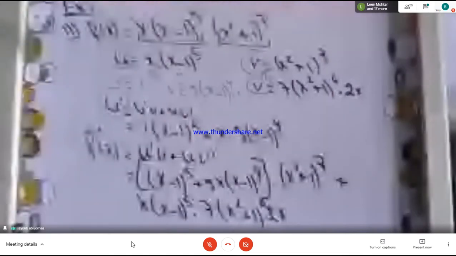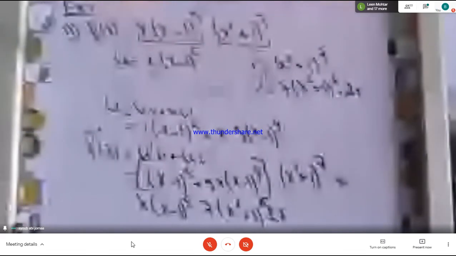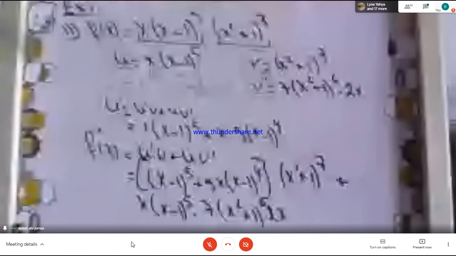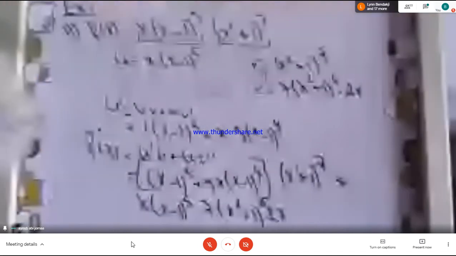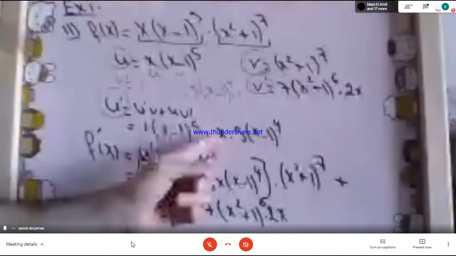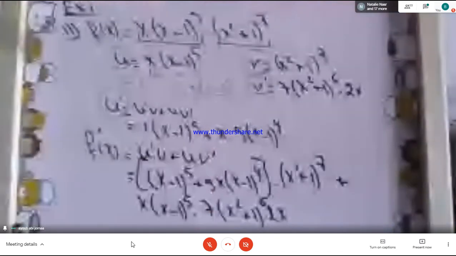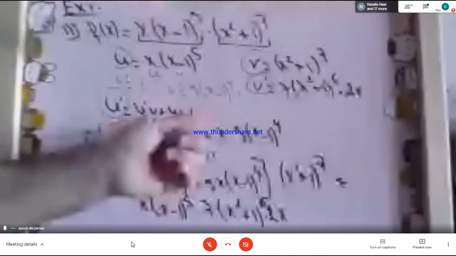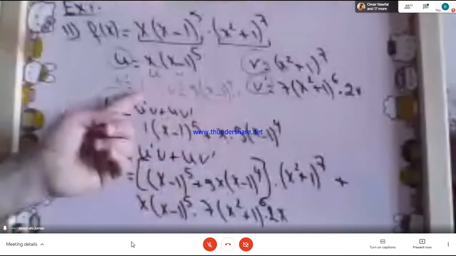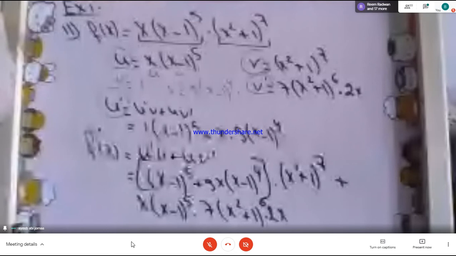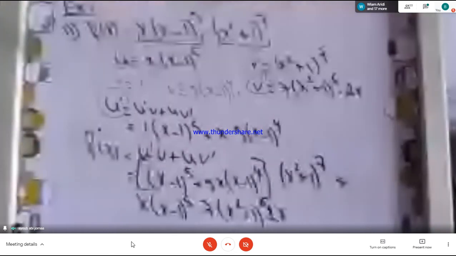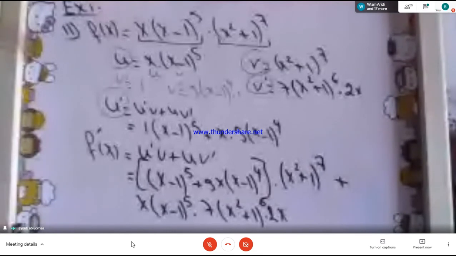Should I put x to the power minus 1? Put 5 into x minus 1 to the power 4, or not? Yes, you can put 5 into x minus 1 to the power 4. 5 into x minus 1 to the power 4. This is u prime. Is the whole derivative together?